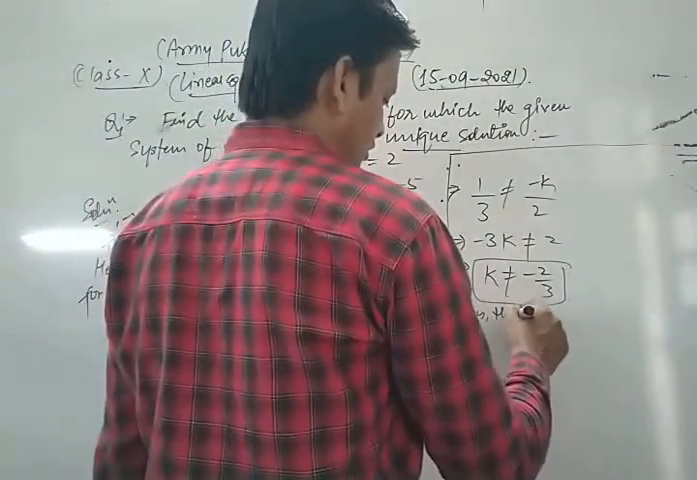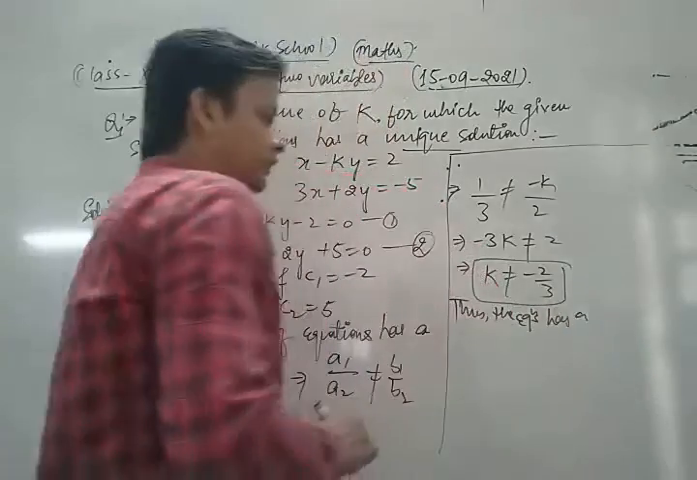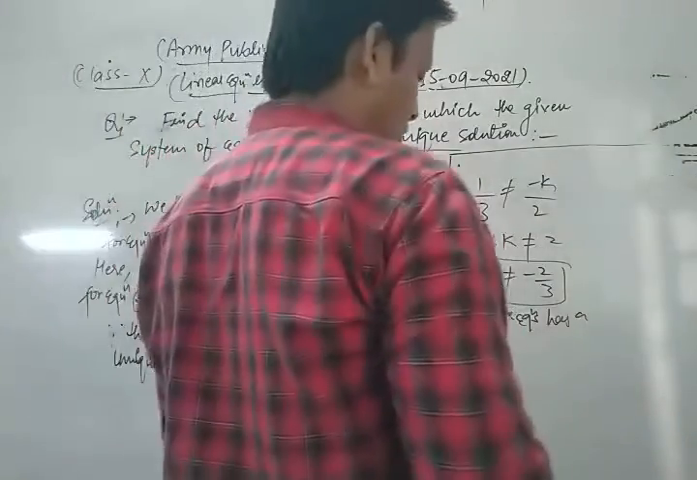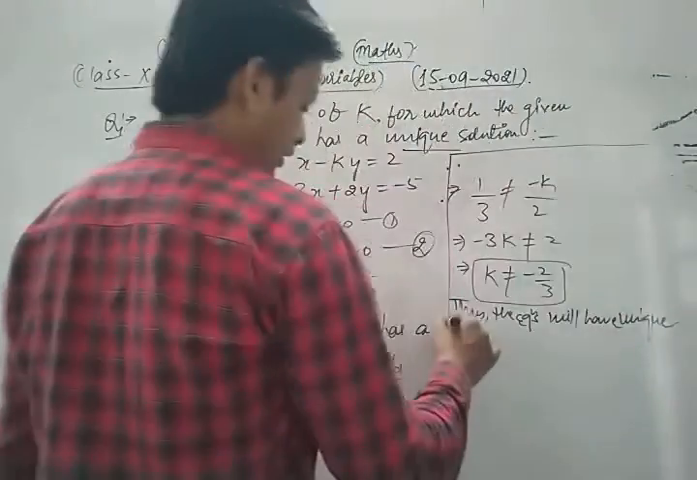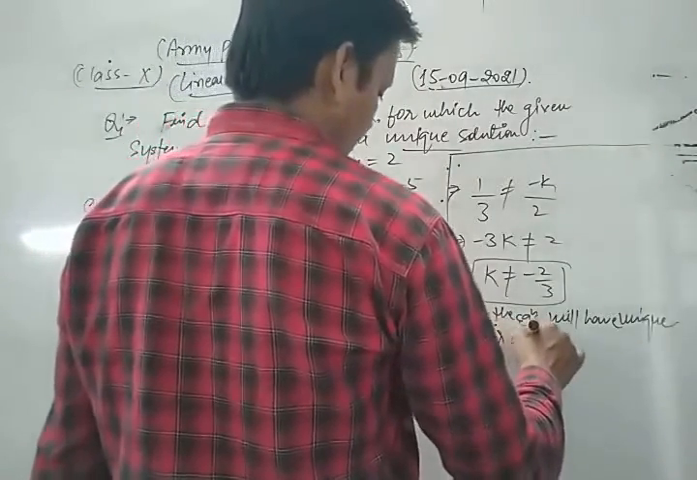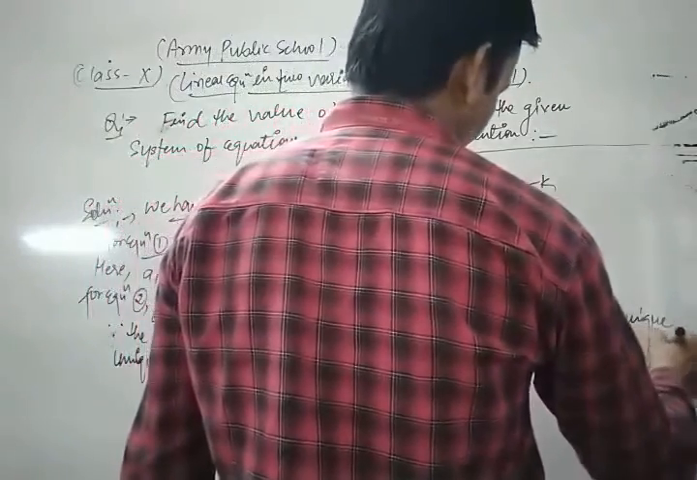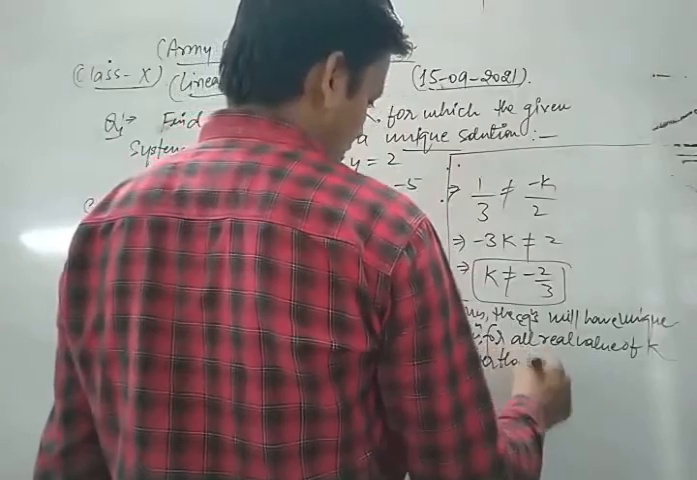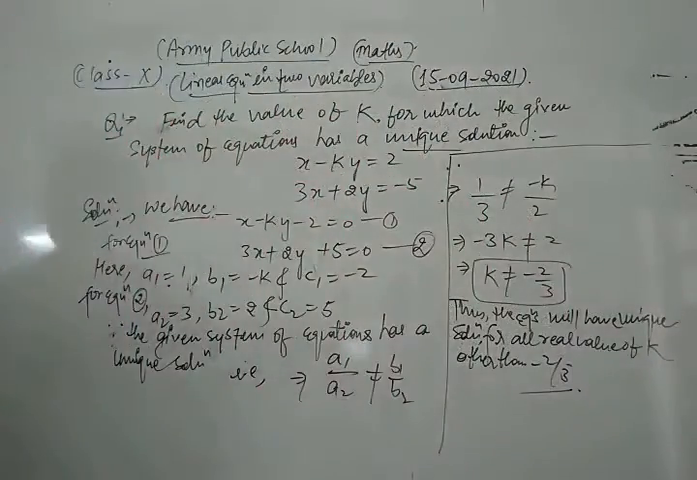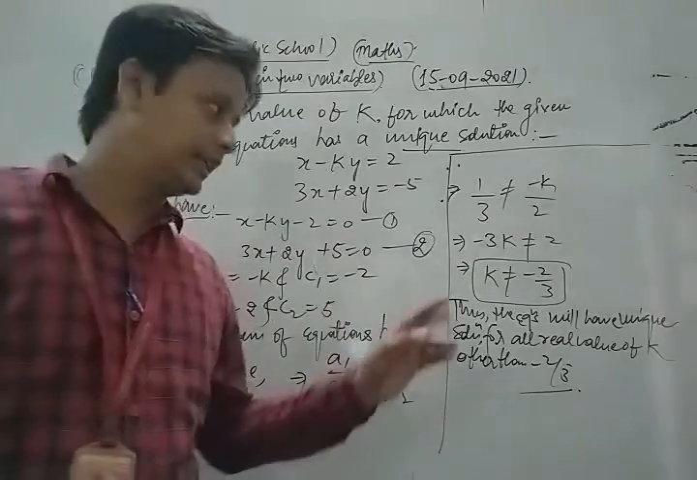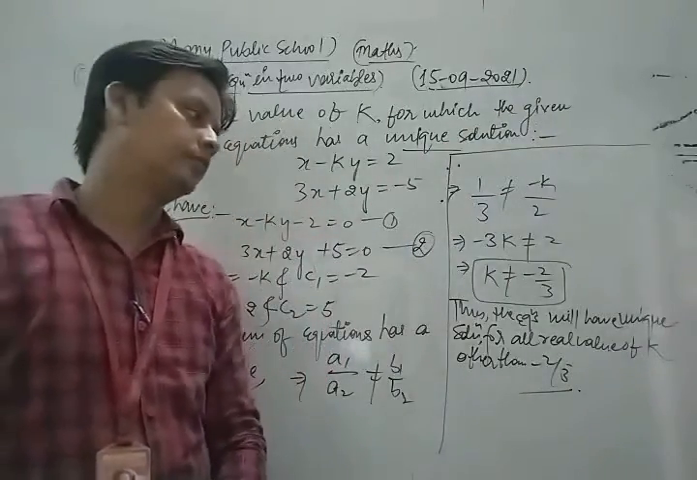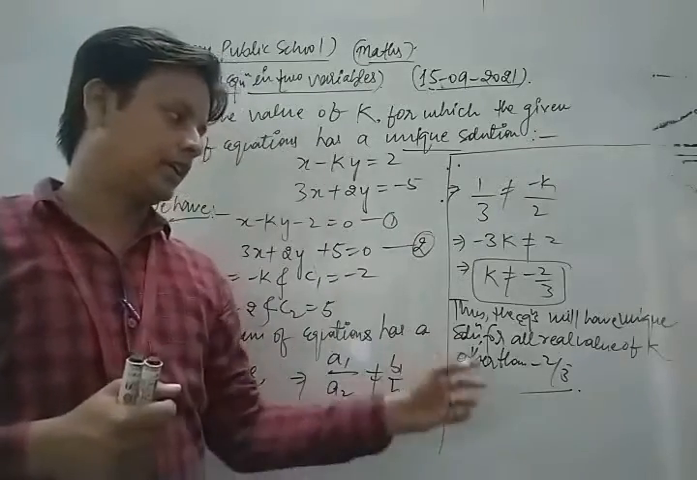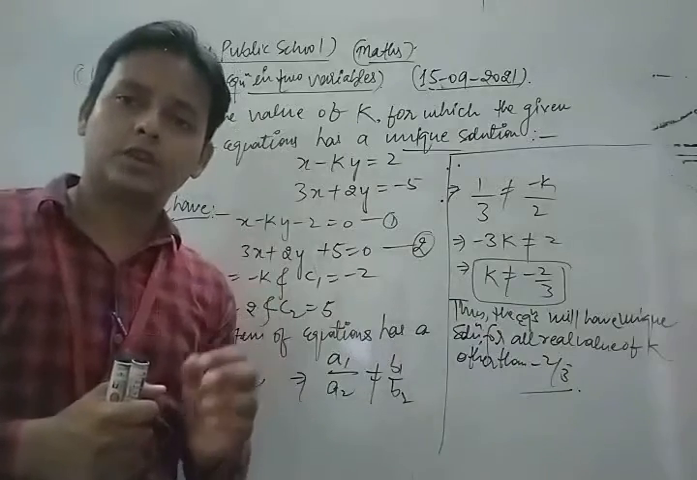Thus the system of equations will have a unique solution for all real values of k other than minus 2 by 3, because k is not equal to minus 2 by 3 when we apply the condition. So this is the required solution of the given question.